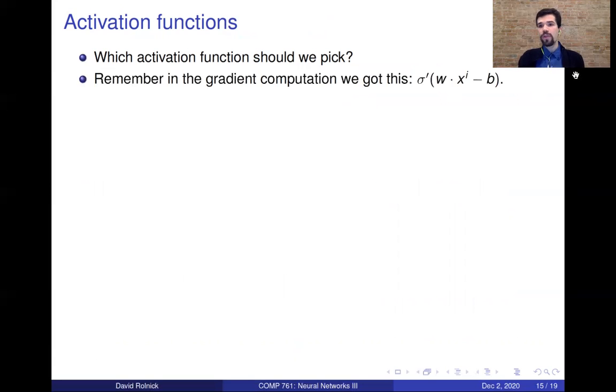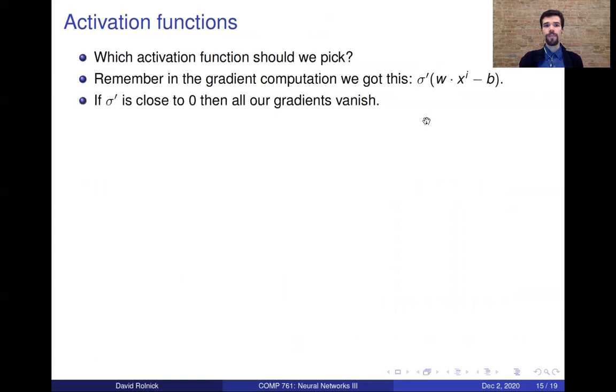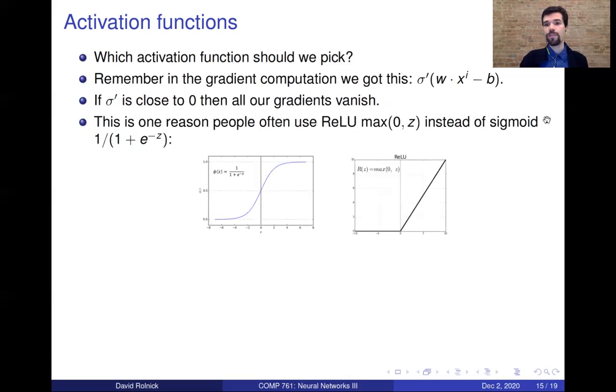So remember in the gradient computation, we had sigma prime, the derivative of sigma, the activation function. Now, if this is close to 0, then all our gradients vanish. And we really don't want all our gradients to vanish, or at least we don't want them to vanish everywhere. So this is why some people will often use the ReLU, even though in some sense the sigmoid is maybe a better model for what could be going on in biological neurons. The ReLU is better because of this issue.